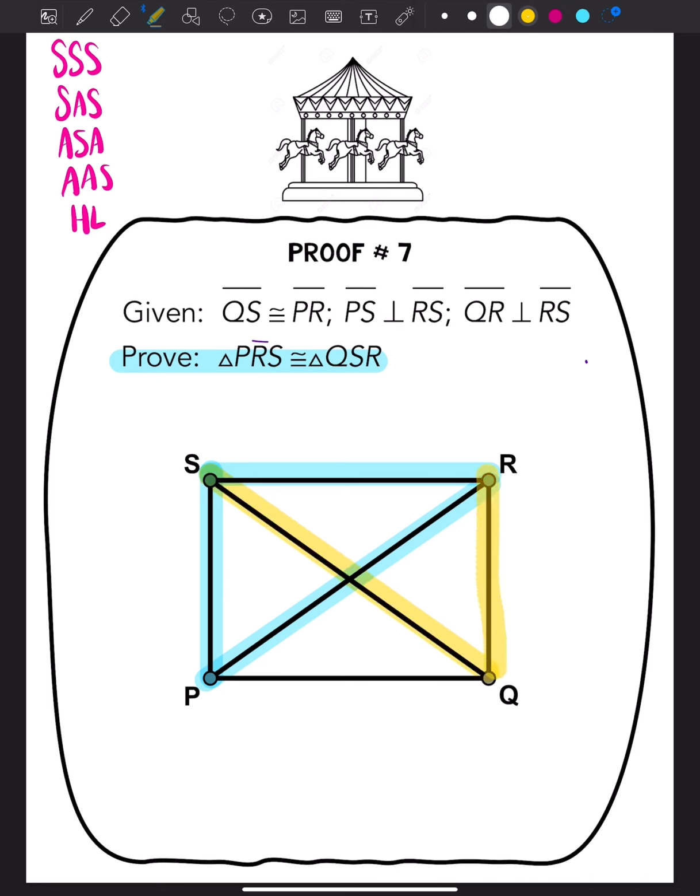So a little strategy I like to use whenever I have overlapping triangles, I like to just separate them so I can see exactly what's going on. So I'm going to go ahead and I'm going to draw a triangle.